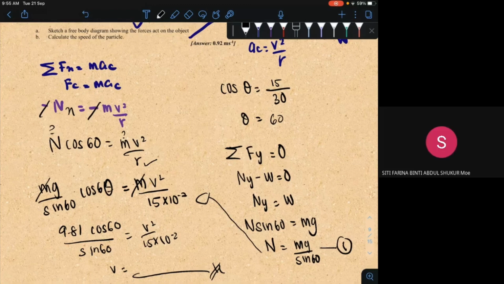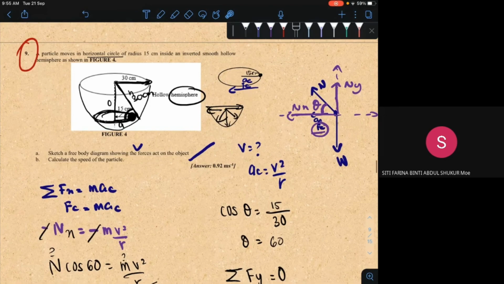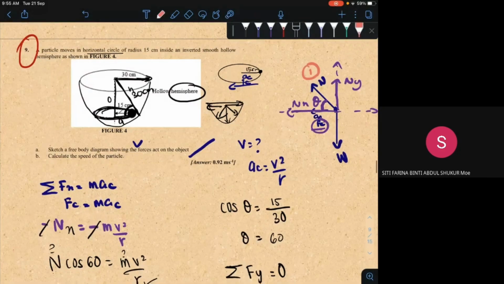So benda yang kamu kena tahu adalah first thing dekat sini adalah you should know the existence of normal force here. Because objek kamu ini tidak dapat membuat bulatan mengelilingi ini kalau dia tidak menyentuh apa-apa permukaan. Maksudnya dia akan terjatuh lah. Sebab ada benda tahan dia. Sebab tu bila awak drill dia akan buat circular motion dekat sini. So you have to know that you're going to have a normal force here. Itu first thing. Kena tahu kewujudan normal force. Ini benda pertama.